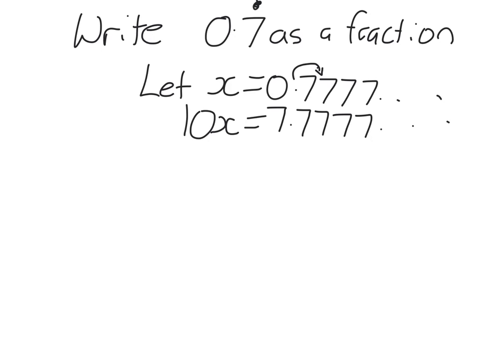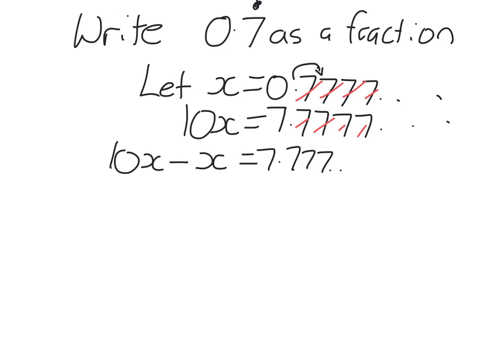Okay? So now what I do is I take the 10x, the second part, and I minus the top part. The reason is that all of these 7s will cancel out. I can actually get rid of the recurring part of the decimal, and that's what makes this question hard. It's hard to work with. So 10x is 7.777 recurring.